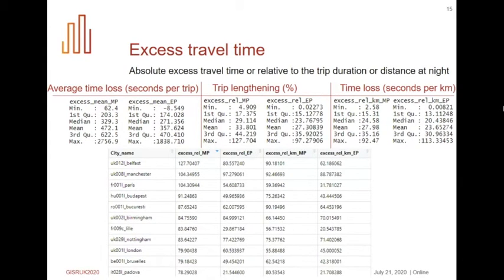We also have relative time losses, so the trip lengthening in percentage when we divide the time difference by the travel time at night. And the third column is the time loss per traveled distance, so per kilometer. We have a mean on all cities of 28 seconds per kilometer of time loss when traveling in the morning peak compared to traveling at night, for example.